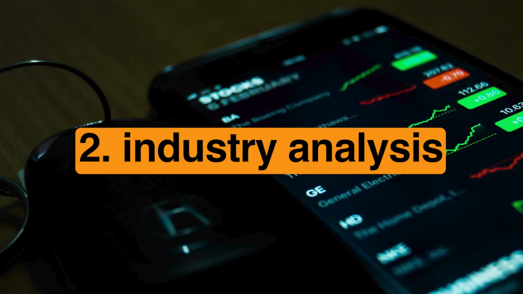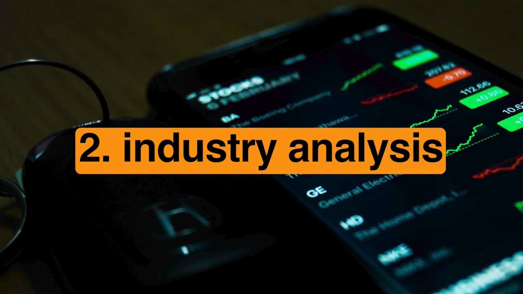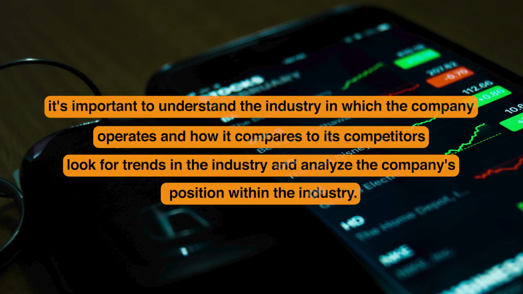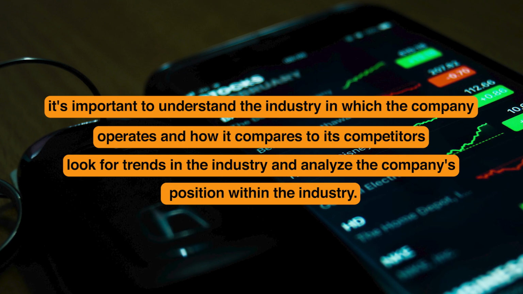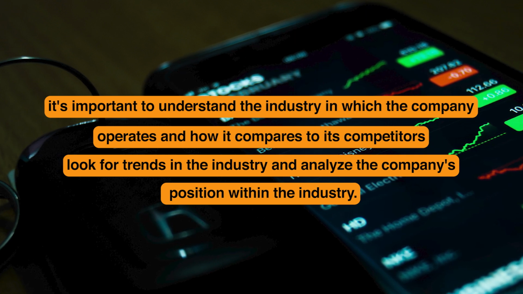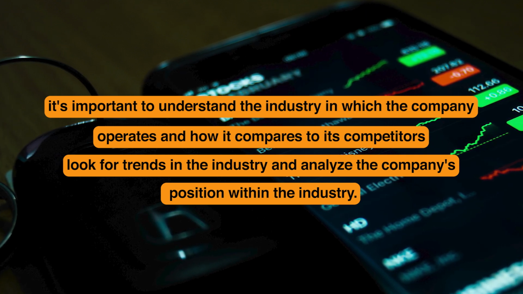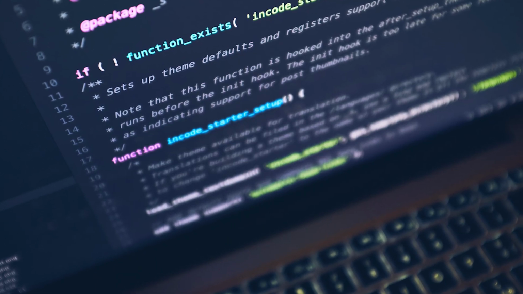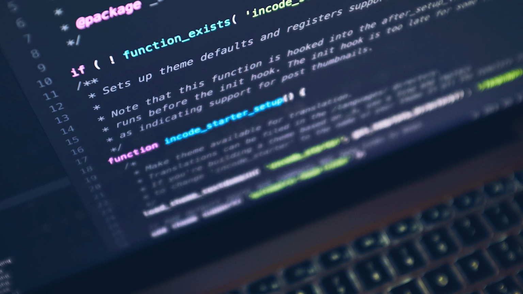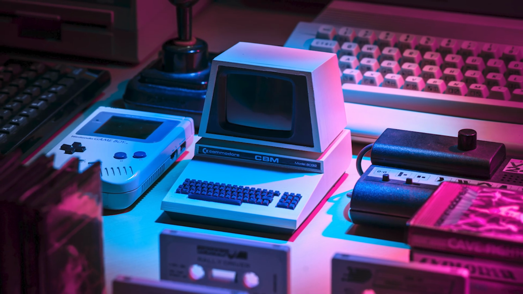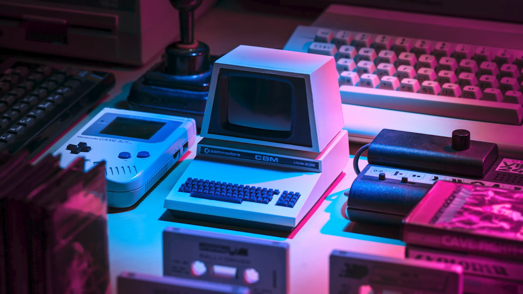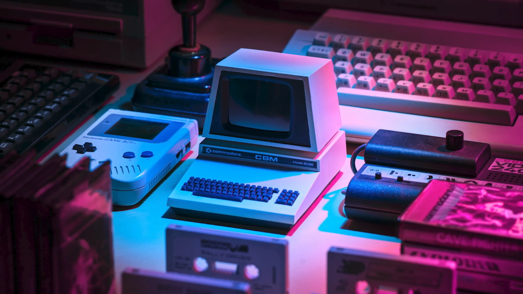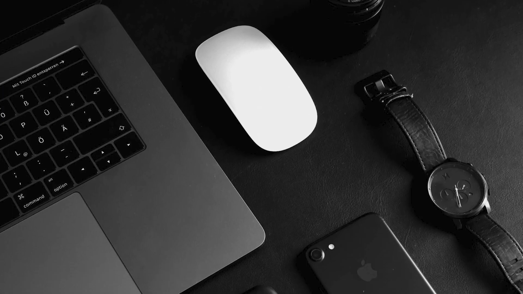Number 2 is you can do an industry analysis. It's important to understand the industry in which the company operates and how it compares against its competitors. I think what's interesting is that if you look at it from an industry analysis perspective, you would like to know if it's in an industry that's still booming, if it's not yet saturated, if it has a very, very large potential to grow. But above and beyond that, inside the industry, is it better than its competitors?